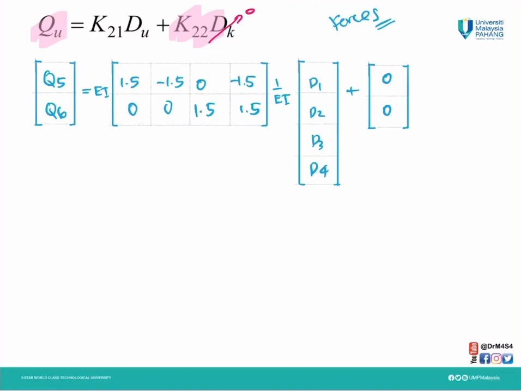Solve this equation. It's up to you how to do that. You can extend, and you will get two equations with two unknowns. Then you can solve it, either with a calculator or using row matrix operation. And finally, we get our Q5 and Q6. Q5 is 10 kilonewton, and Q6 is negative 5 kilonewton. So we are done with the solution for this example.